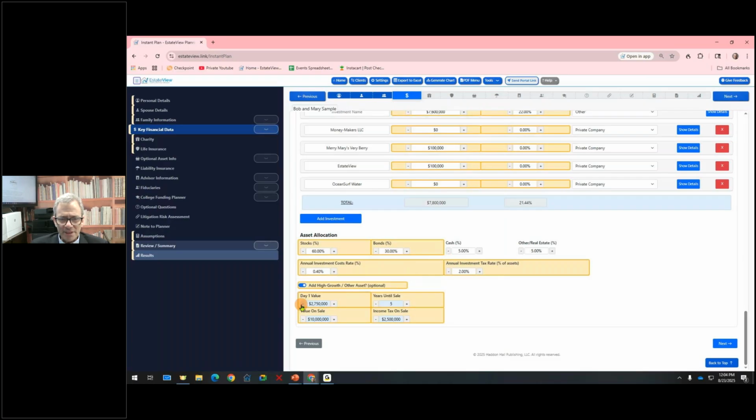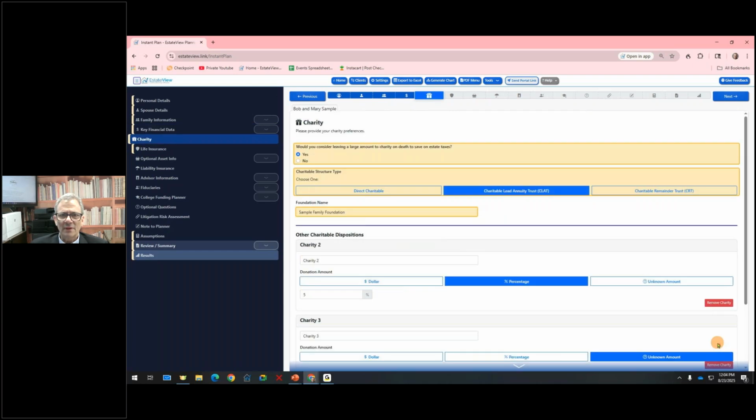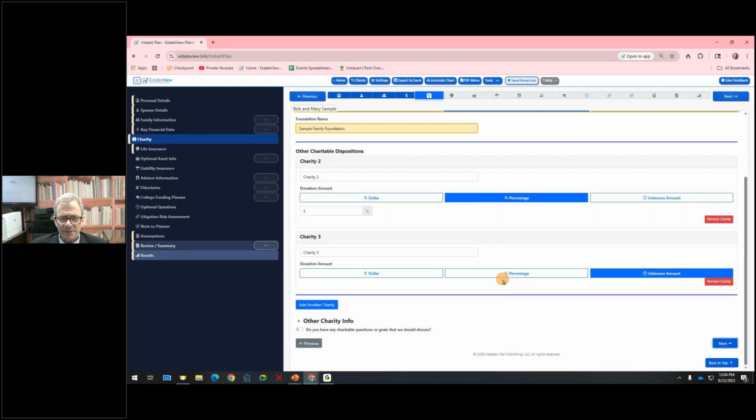There's also a little business. We could say it's worth $2.5 million. They expect that they'll sell it, let's say, for $6.7 million in 5 years, and at that time, pay an income tax of $1.4 million. They would consider a charitable lead annuity trust.